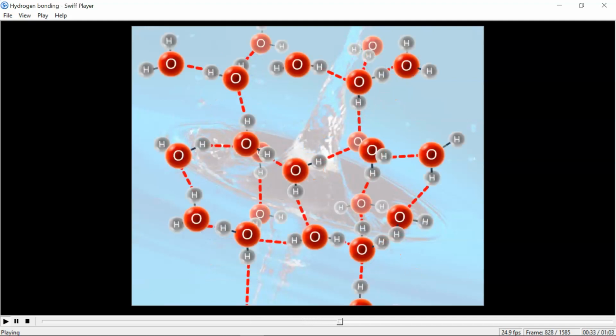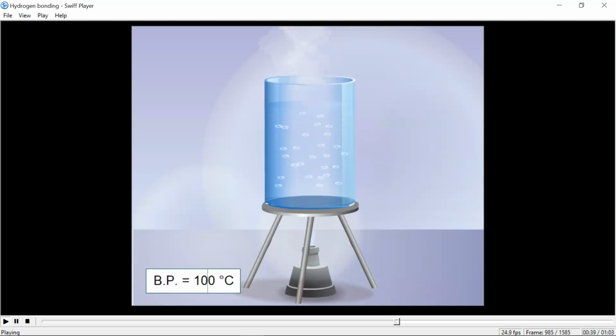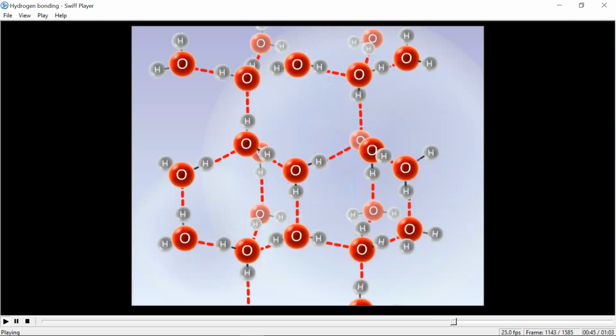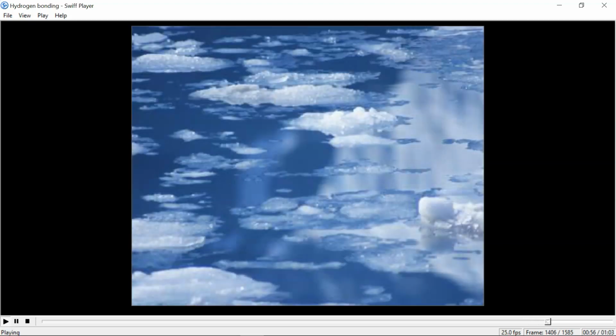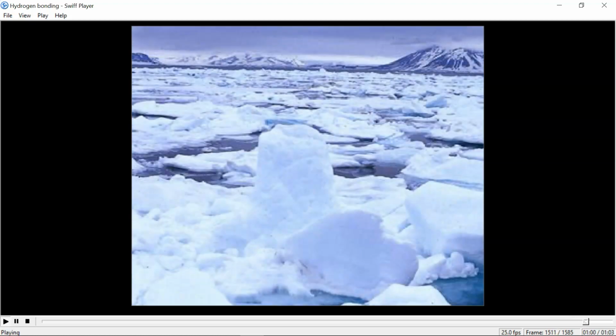As a result, intermolecular interactions in liquid water are exceptionally strong, which is reflected by the high boiling point of water, 100 degrees Celsius. In solid ice, water molecules are held together by a regular array of hydrogen bonds. Relatively large empty spaces in the crystal lattice account for the low density of ice and also explain why ice floats on liquid water.